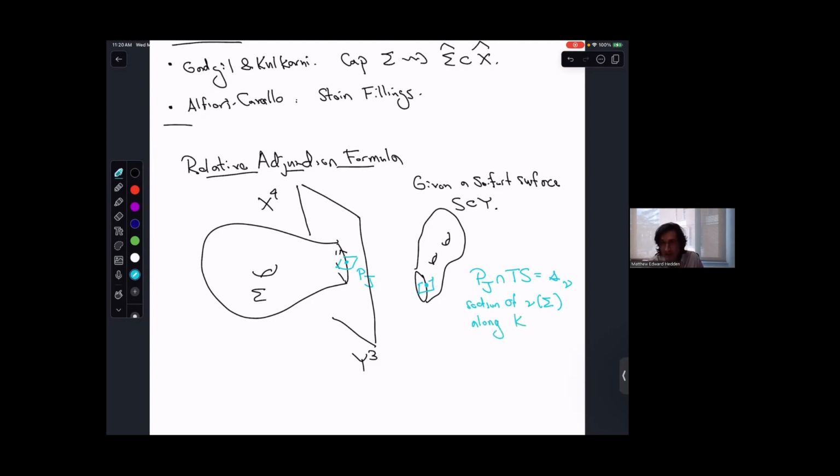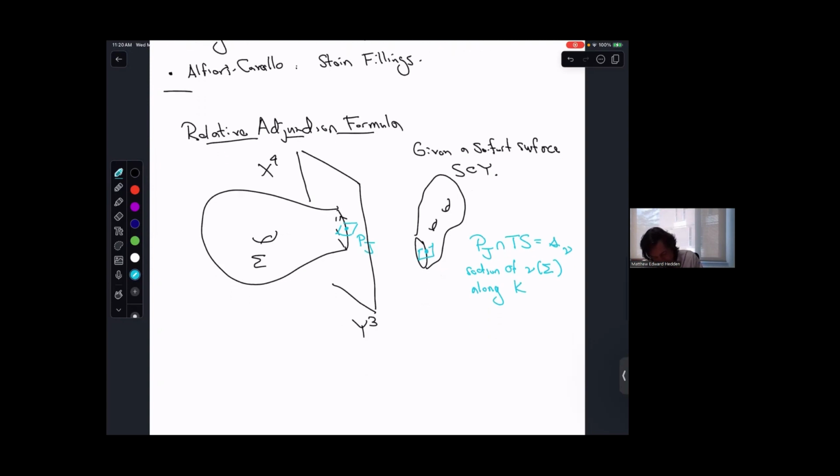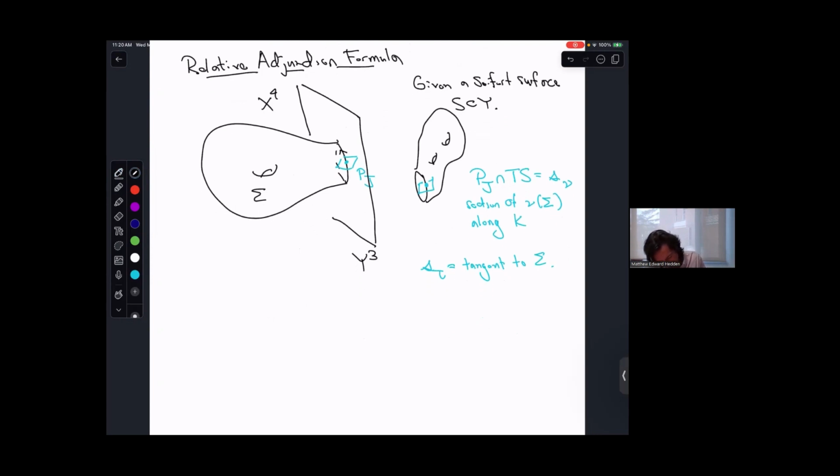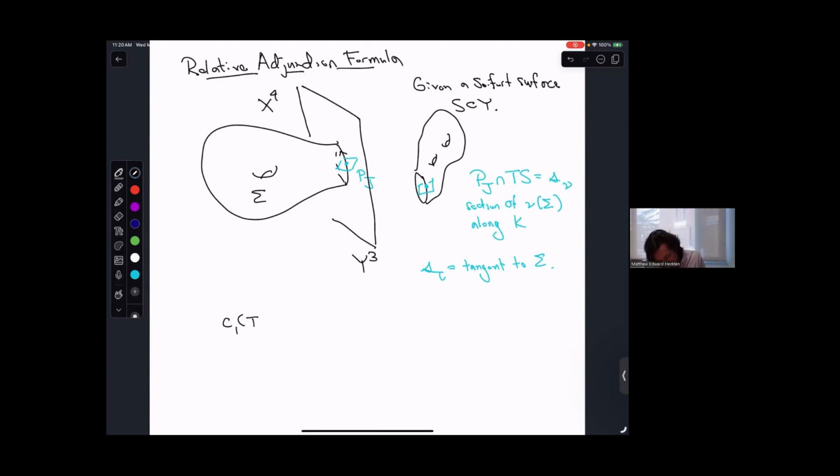And then I also have a section of the tangent bundle to sigma. So I have what I'll call S tau. This is just the tangent to sigma. So this is a section of the tangent bundle to sigma along the boundary. And so what the relative adjunction formula, what you might mean by that then, is like a Whitney sum formula for the Chern class. So you could define a Chern class of X.